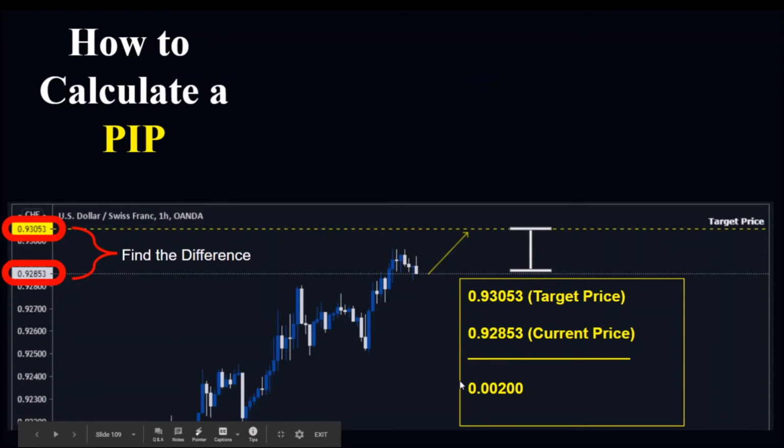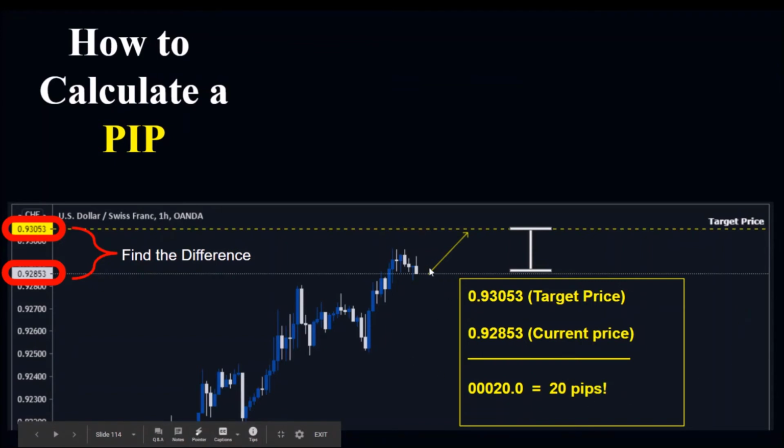All right, so I want you guys to pay attention to this side of the screen, because now I'm going to show you that I will move this decimal point 4 places to the right. All right, so 1, 2, 3, 4. Once you find the difference between the target price and the current price, now you move the decimal spot four places to the right. And here you can see I've moved it four times. And so that equals 20 pips, right?